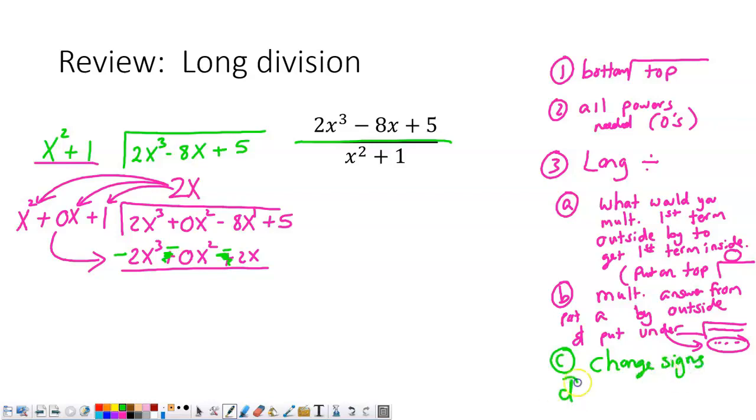And then part D, what we're going to do now is combine these like terms. So 2x cubed minus 2x cubed goes away. 0x squared and 0x squared doesn't matter. That just goes away. And then negative 8 and negative 2 makes negative 10x. Bring down the 5. And so combine the like terms and bring down your terms.